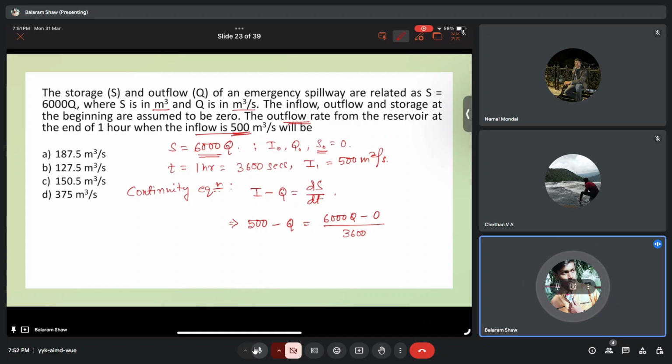From this equation, can you just use this and just give me the value of Q? Simple, right? 500 minus Q will be equals to 6000 Q by 3600, that is 5Q by 3, I think, right? So Q plus 5Q by 3, 3 is 3 punch, and 8Q by 3 equals to 500. That is Q we will get as 500 into 3 by 8.